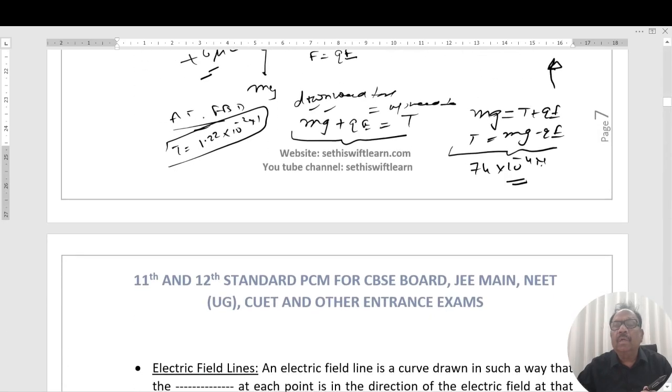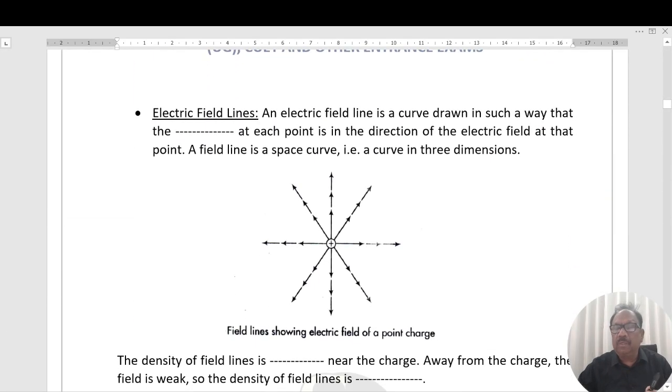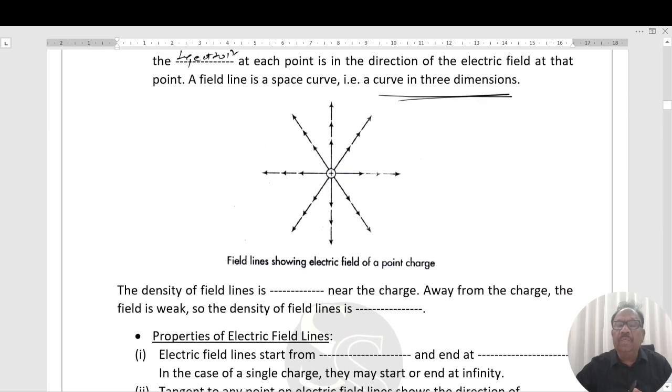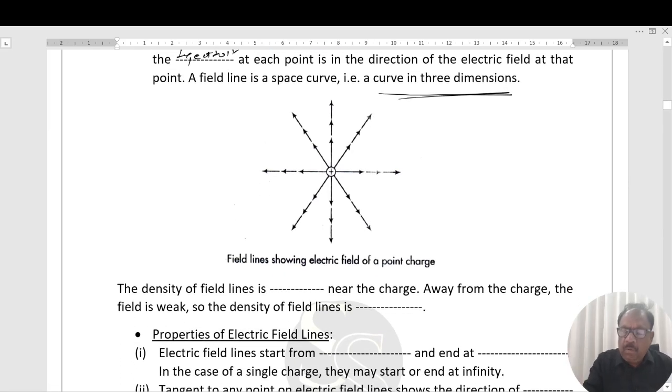Now, next, what are electric field lines? An electric field line is a curve in such a way that the tangent to it at any point is in the direction of the electric field at that point. Electric field lines in space are curves in 3 dimensions, right? The density of field lines is more near the charge, and away from the charge the field is weak, so the density of field lines is less.